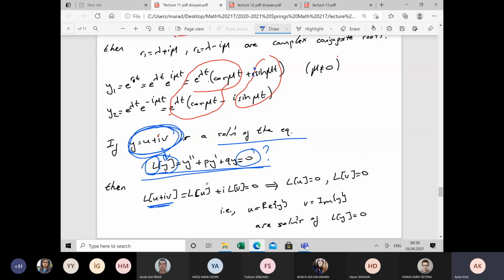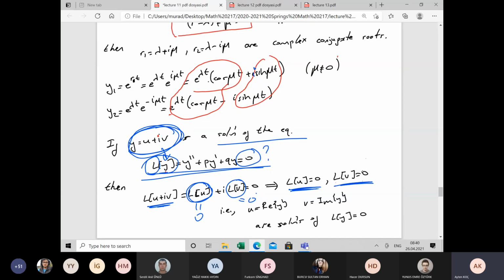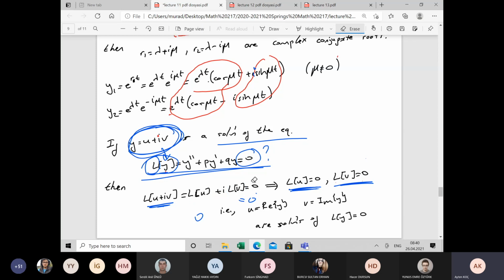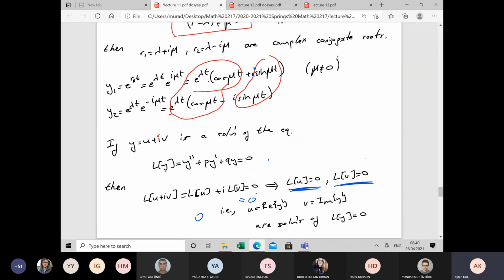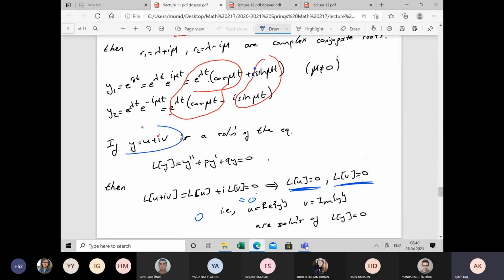This one is 0, and this plus i times this one is 0, which means this part should be 0 and this part should be 0. So we obtain L of u is 0, L of v is 0. And what's the u here? Look at the r here. The u is the real part of y.